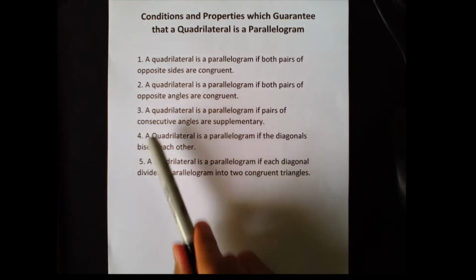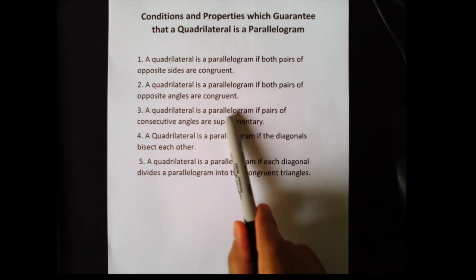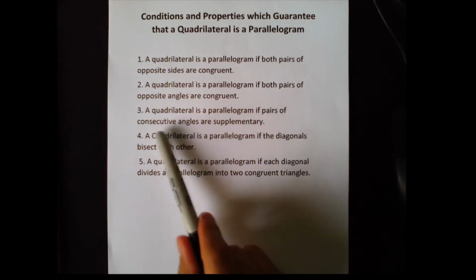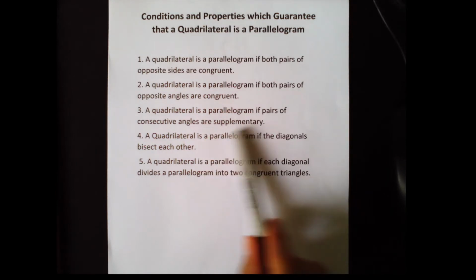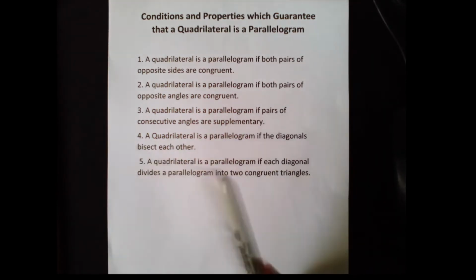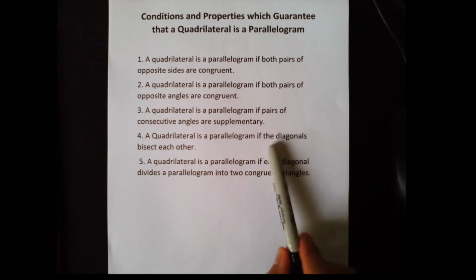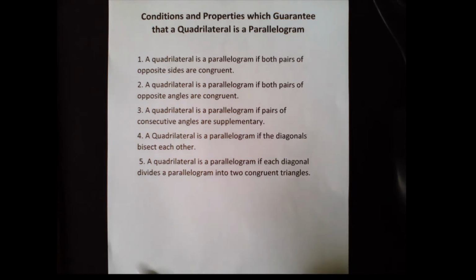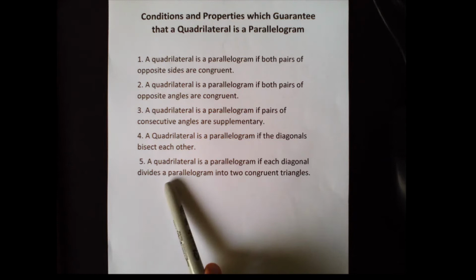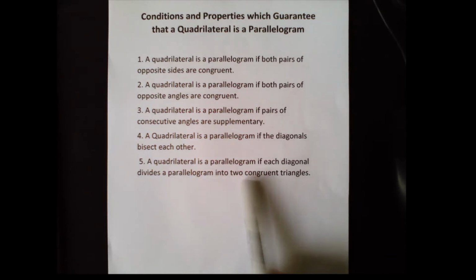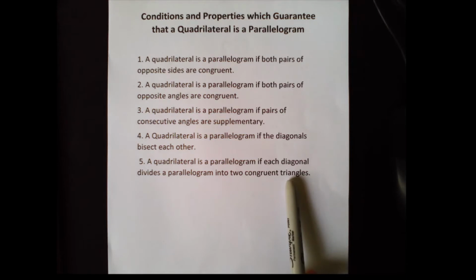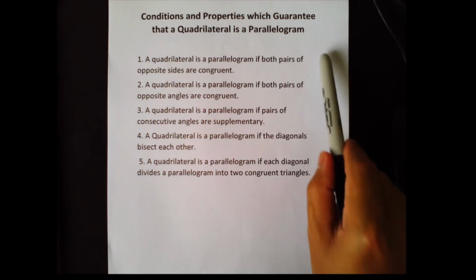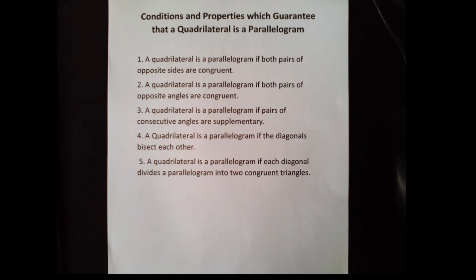Number three, a quadrilateral is a parallelogram if pairs of consecutive angles are supplementary. Number four, a quadrilateral is a parallelogram if the diagonals bisect each other. And number five, a quadrilateral is a parallelogram if each diagonal divides a parallelogram into two congruent triangles. So these are the conditions that should be satisfied if a figure is a parallelogram.